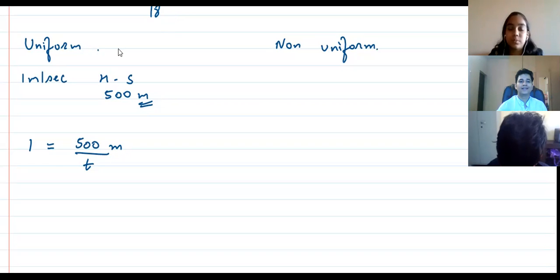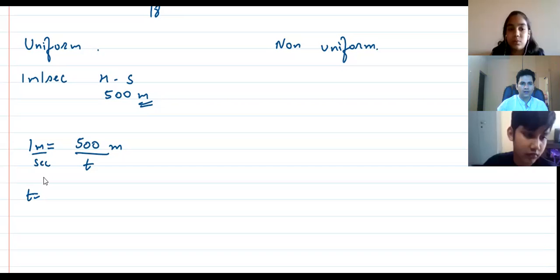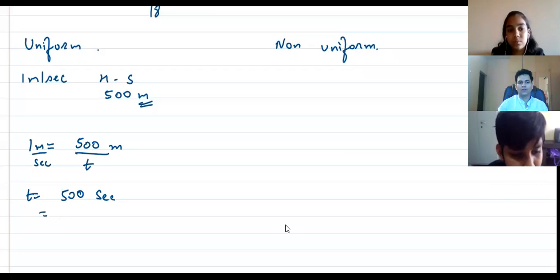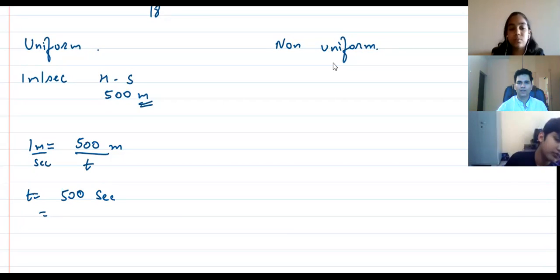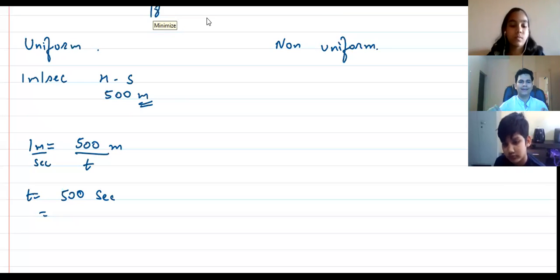500 seconds. Yes or no? Cross multiply. T is equal to... This is meter by second. So cross multiply, we will get 500 seconds. Agree? Right? Okay. 500 seconds. The unit of time is just second.